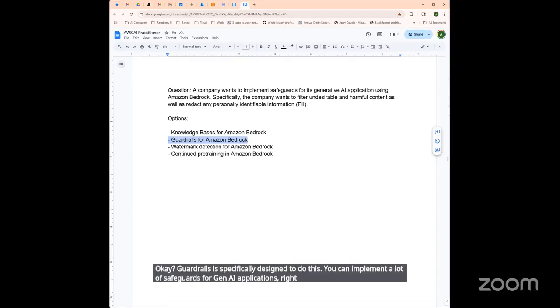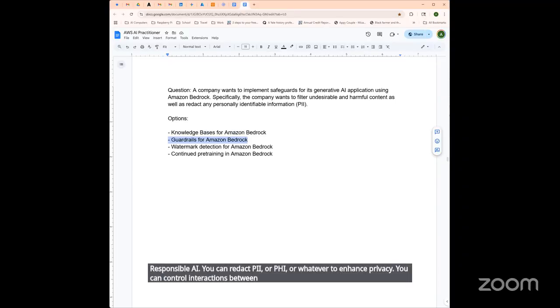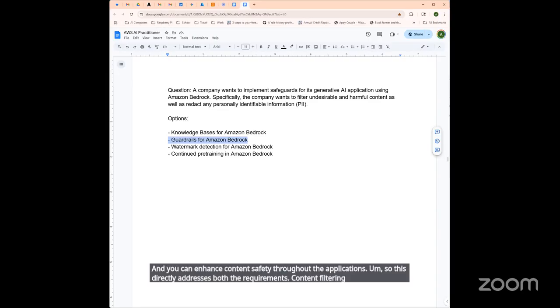What does this do? You can filter undesirable or harmful content based on responsible AI. You can redact PII or PHI or whatever to enhance privacy. You can control interactions between users and foundation models, and you can enhance content safety throughout the applications. So this directly addresses both the requirements, content filtering and PII redaction.